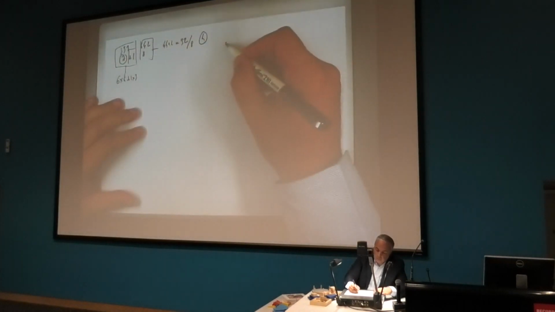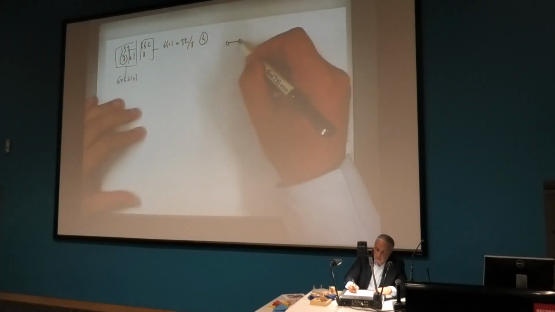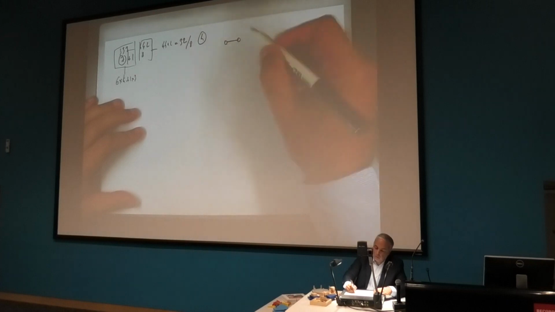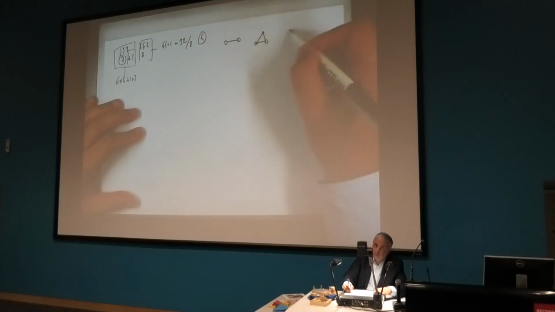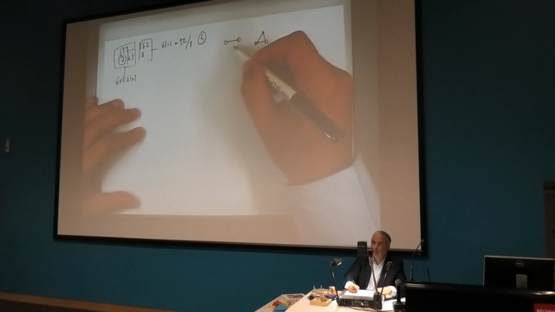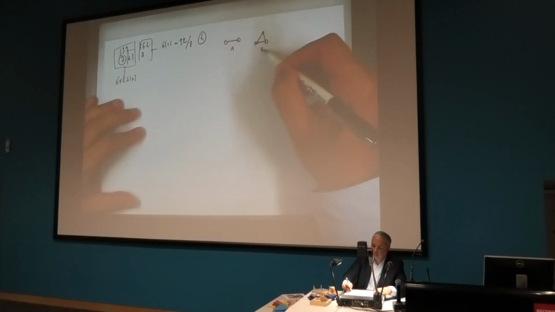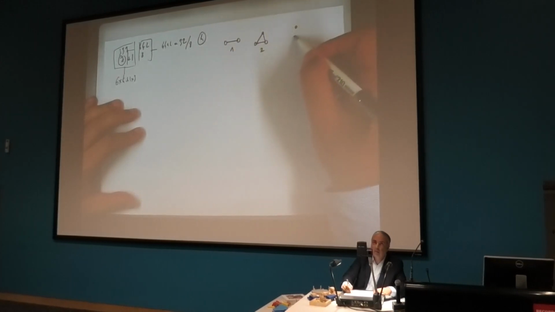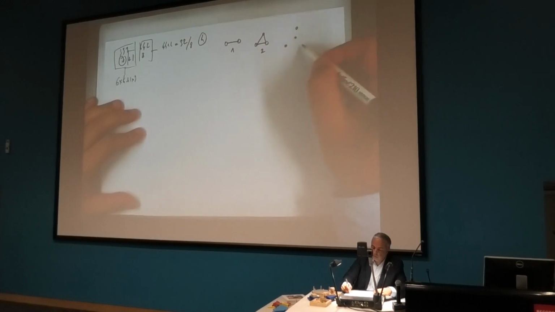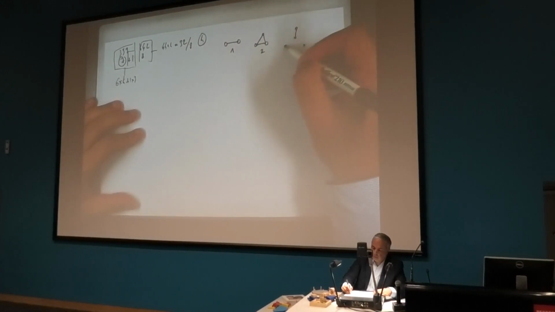When you have 2 problems, you have 1 link. When you have 3 problems, you have 3 links. When you have 4 problems, 6. Of course, 6. Very good.